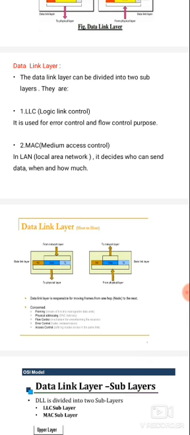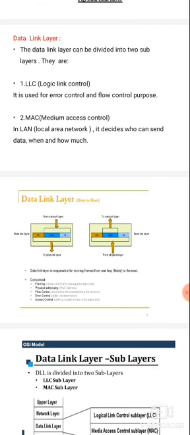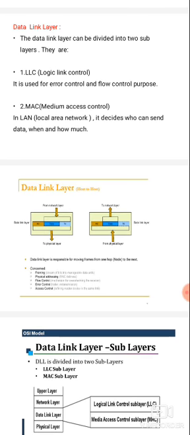The data link layer can be divided into two sublayers. The first sublayer is LLC, that is logical link control, used for error control and flow control purposes. The second one is the MAC. The data link layer is actually in between the physical and network layers, but internally it consists of two sublayers: one is logical link control and the second one is medium access control. The need for logical link control is error correction, error control, and flow control purposes.